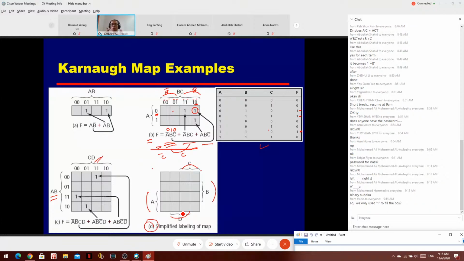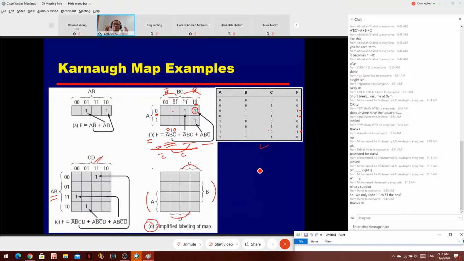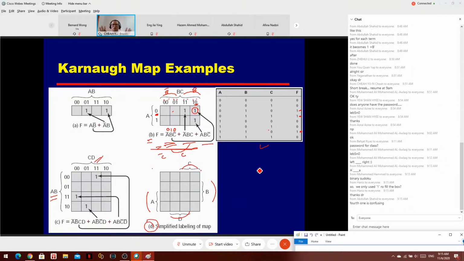I hope this one is easy enough. So we only use the ones. Why? Because we need the functions to be expressed as sum of products. We can also do product of sums, but that will be in the not F, and later we need to convert it again with De Morgan, which is a bit more complicated. To start off, let's do sum of products first, to represent all the ones.